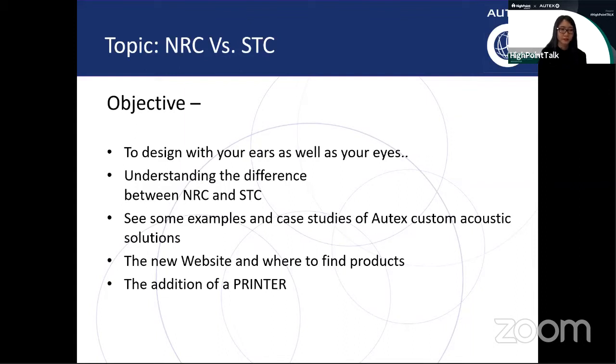And also we'll look at some examples and case studies of AUTEX, both custom acoustic solutions and some more standard options. And we'll quickly look at the new website, where to find our products, and speak briefly about the printer, which is a new machine that we're about to install that gives you a range of new design options.